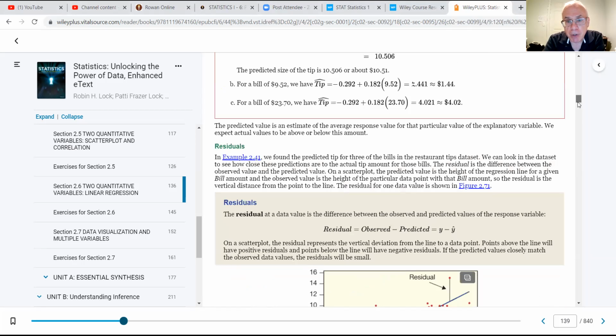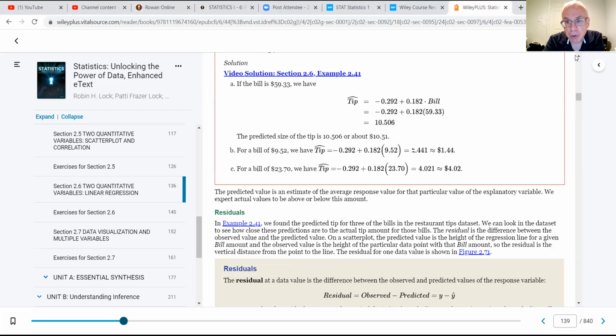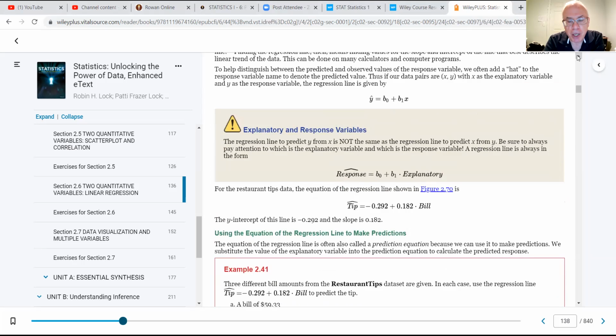Now, the equation of a straight line should be familiar to you. All of you have taken two years of algebra, hopefully, in high school. One way of showing the equation is y hat equals b0 plus b1x. b1 is the slope, because that's the number multiplying the x, the explanatory variable. b0 is the y-intercept, and y hat is an estimate or prediction of the response variable.